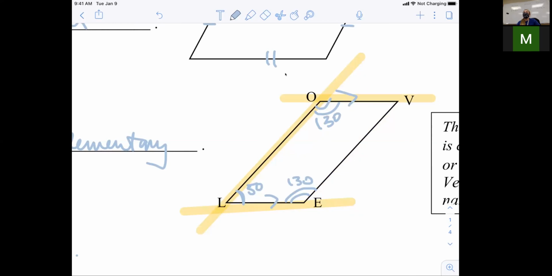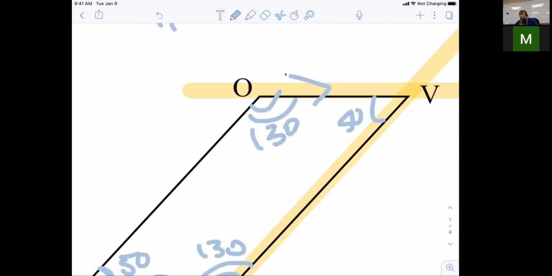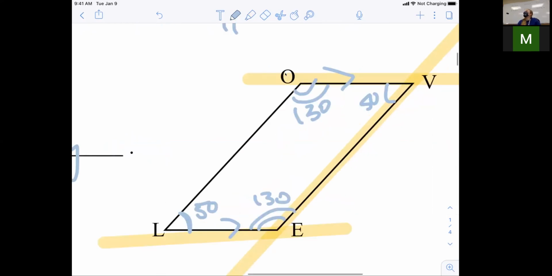I also could have looked at the same set of parallel lines and done the transversal at EV and known that angle E and angle V were supplementary, which makes angle V 150. So we can rotate all the way around because we know these pairs are parallel and these pairs are parallel. So we're allowed to rotate around. Yeah, that says 50. Okay.